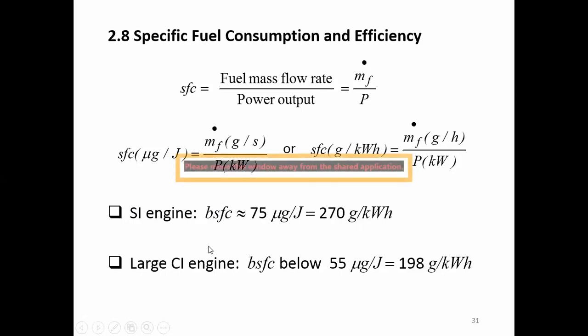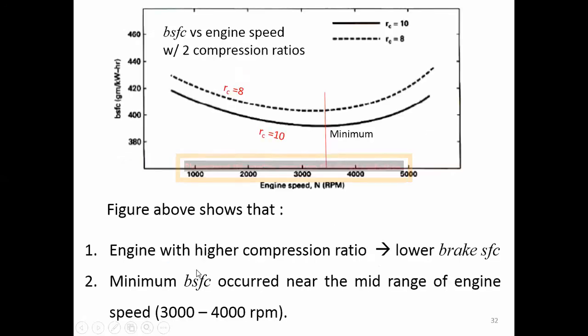For large compression ignition engines, the BSFC is usually below 55 microgram per joule, or below 198 gram per kilowatt hour. So this is the typical number for the BSFC for both the SI and the CI engine. Okay.